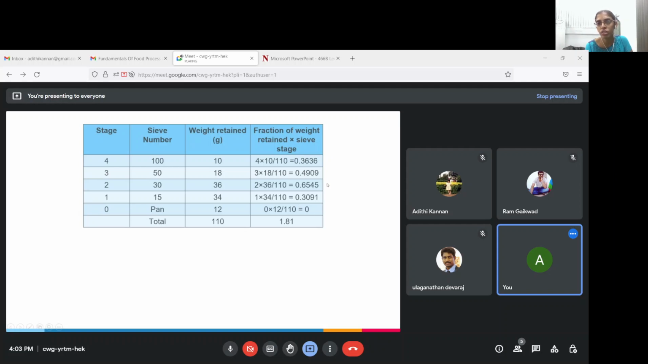So the summation of this will give you the fineness modulus. When you sum 0.36 plus 0.49 plus 0.65 plus 0.30, you will get the value as 1.81. So the fineness modulus is 1.81. The lesser the value, the finer the material is. So any doubts on how to calculate the fineness modulus, how to calculate the stage, how to calculate the fraction of weight retained? In case you want me to repeat any step, I can repeat it again. So the answer to this question is option D.